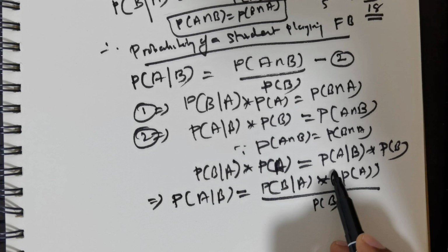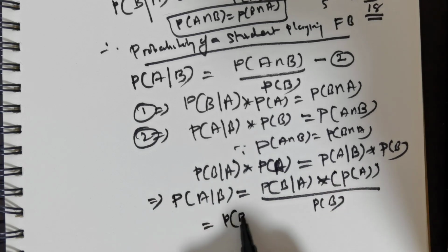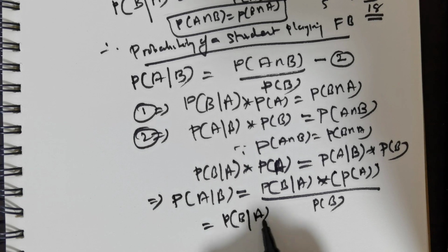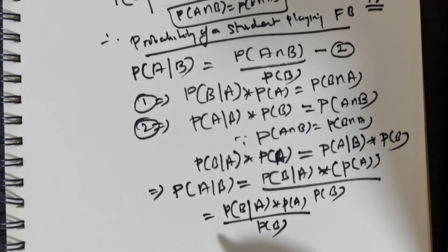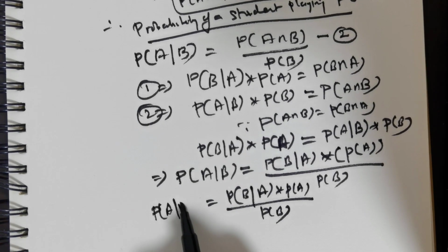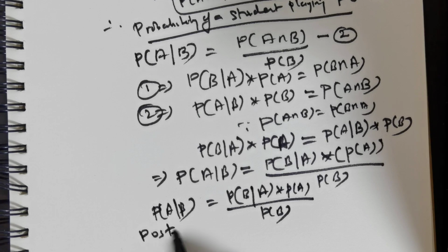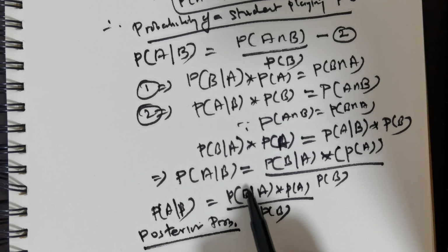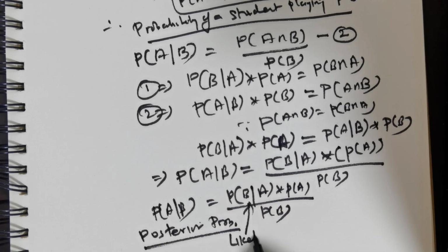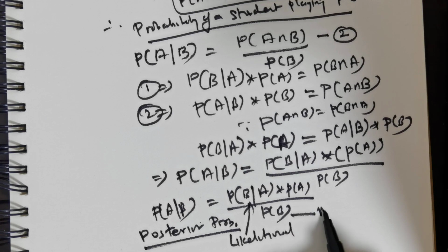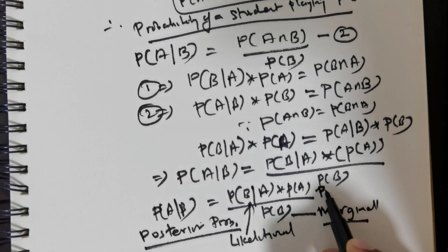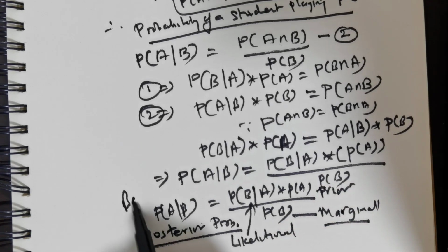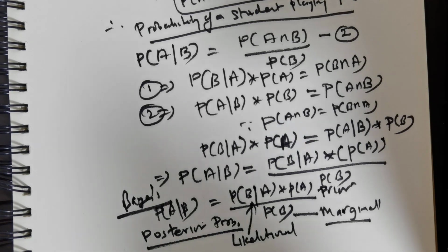I have just placed a parenthesis, in fact not needed, so I will just rewrite it one more time. P of B given A times P of A divided by P of B. Okay, now this P of A given B is called the posterior probability, and this is termed the likelihood. This is termed the marginal, and finally this is termed the prior. So this is what is called the Bayes theorem, the most popular one.